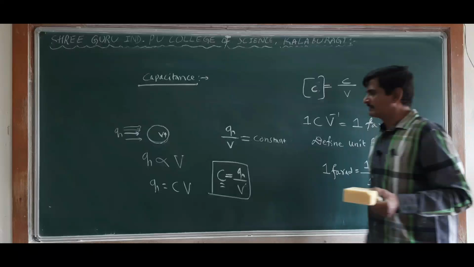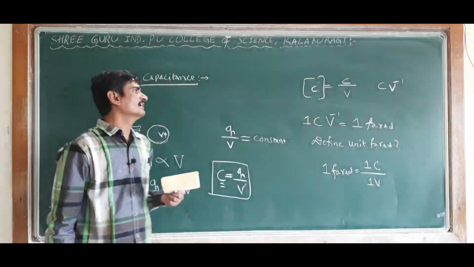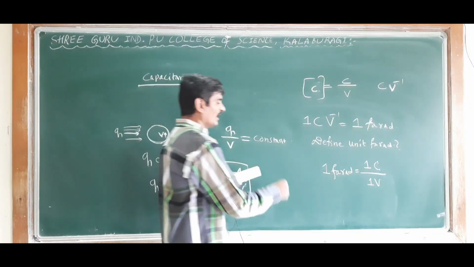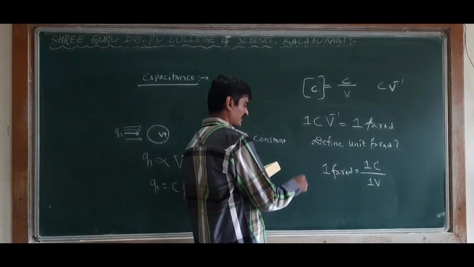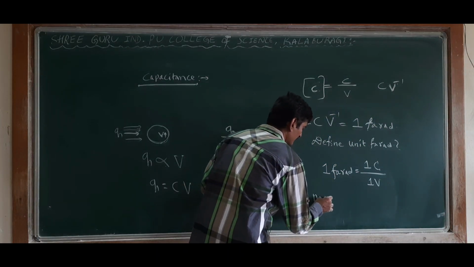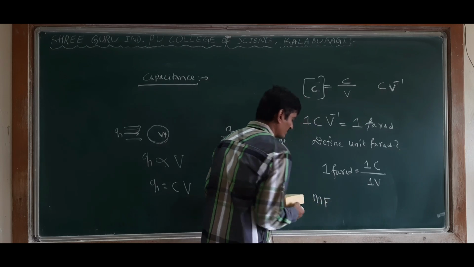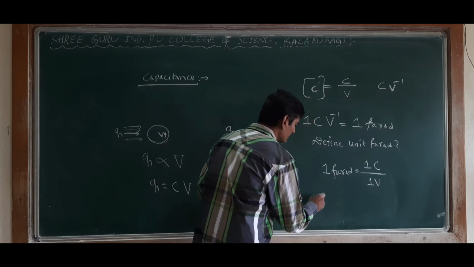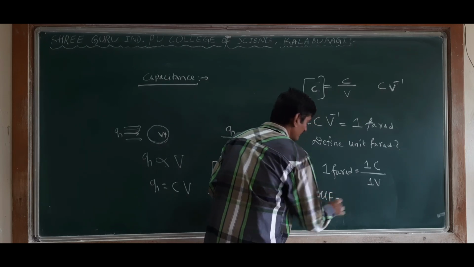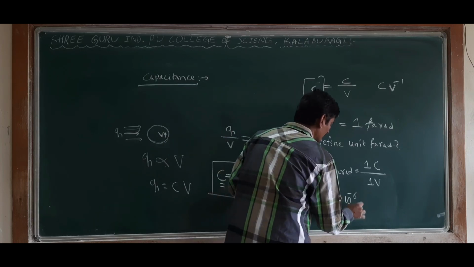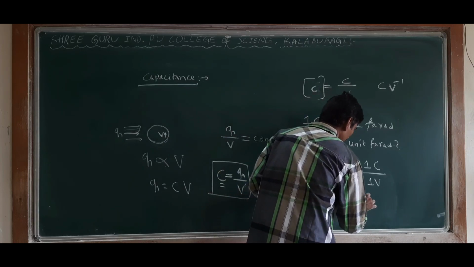So the farad is the SI unit of capacitance, and other units of capacitance are the millifarad and the microfarad. Microfarad is nothing but 10 to the power minus 6 farad.